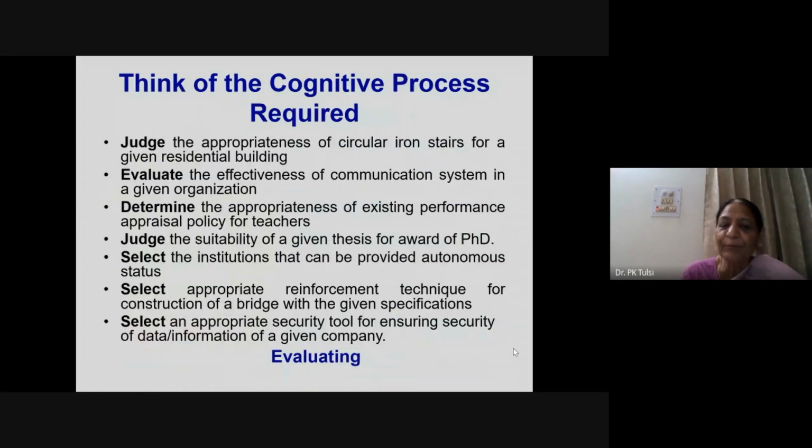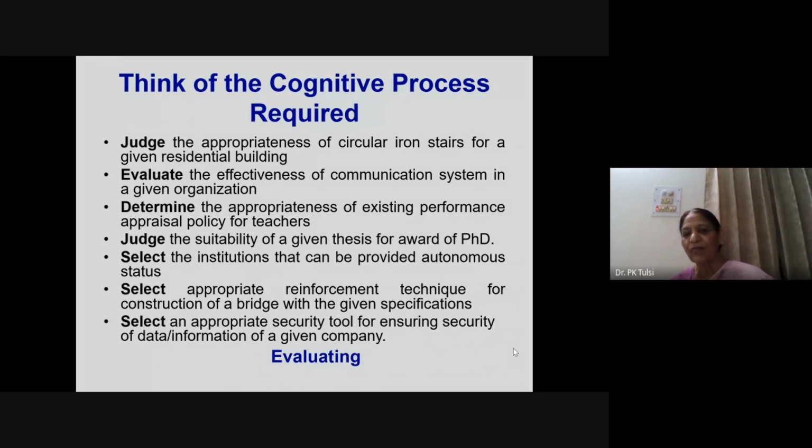So some of the examples here of the learning outcomes at the evaluating level include: judge the appropriateness of circular iron stairs for a given residential building. Now you can have different types of stairs, and here we are trying to find out whether these will be appropriate. Or evaluate the effectiveness of a communication system, for example, the effectiveness of 4G or 5G for mobile communication, or determine the appropriateness of a performance appraisal policy.